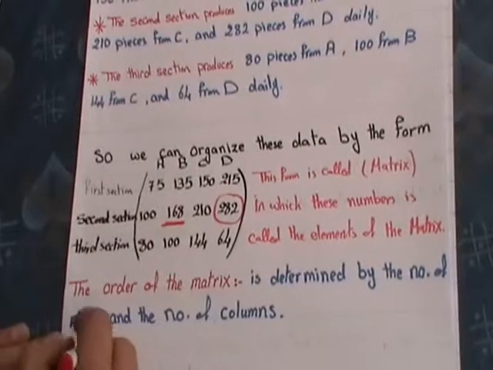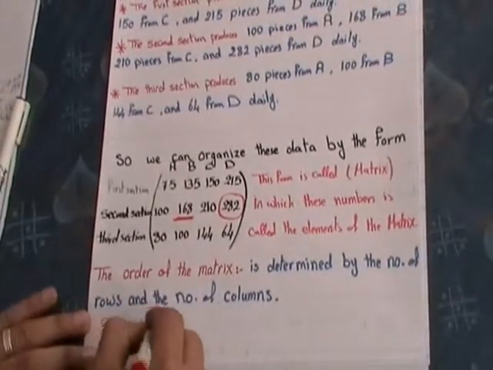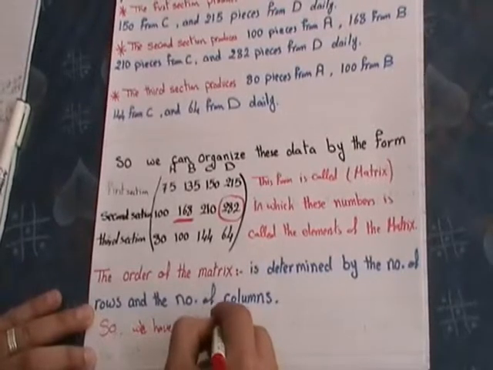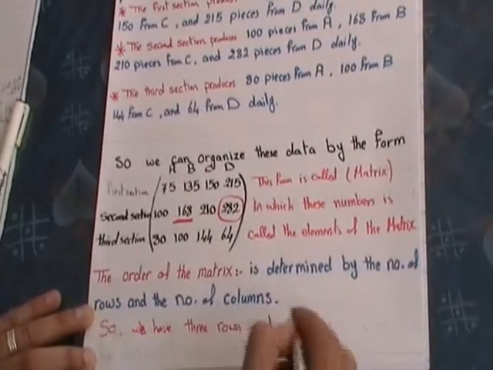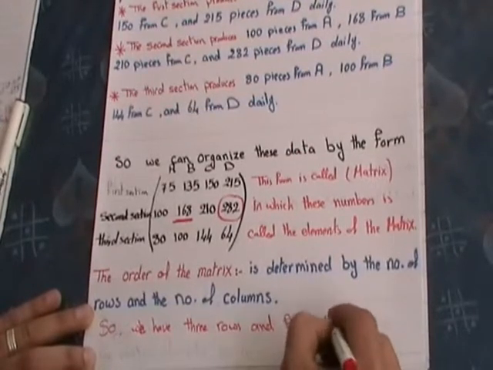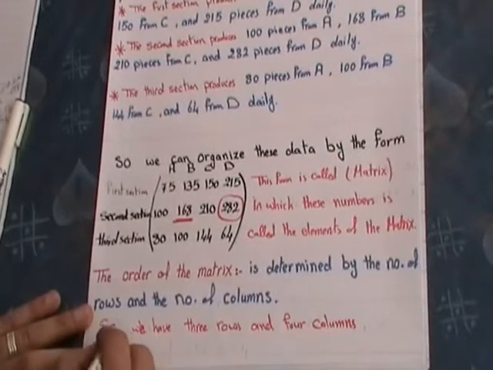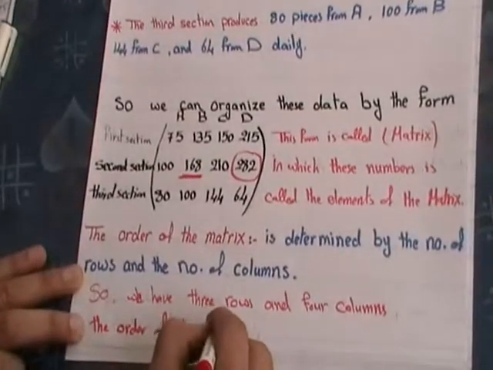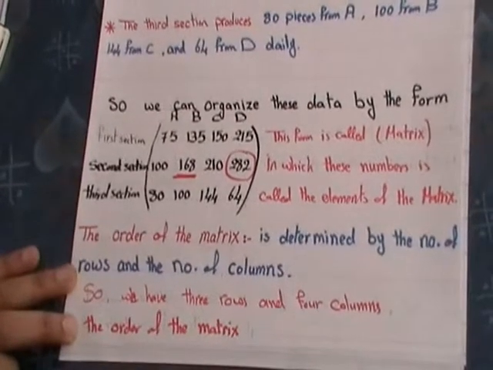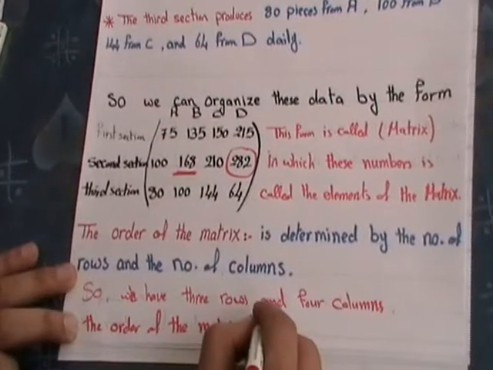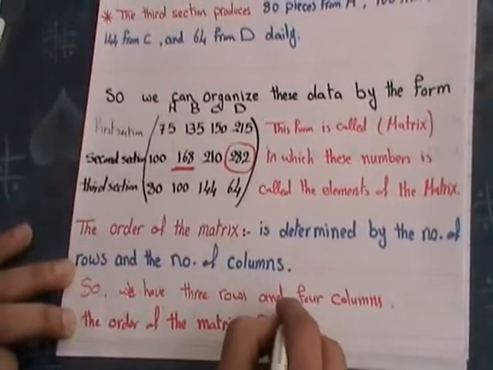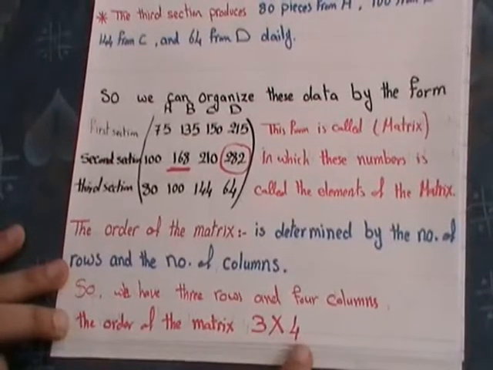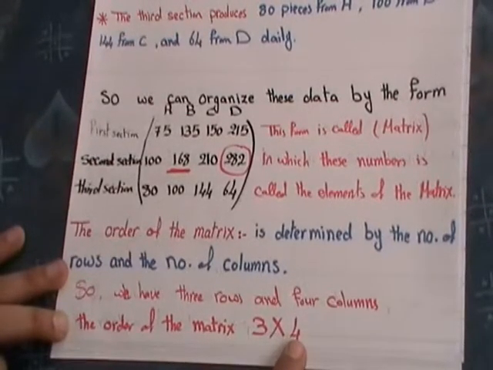So we have 3 rows and 4 columns. For the order of the matrix, we start from the number of rows. Here we have 3 rows, so it is 3. And then we write times the number of columns, which is 4. So the order of the matrix is 3 times 4. It means we have 3 rows and 4 columns.